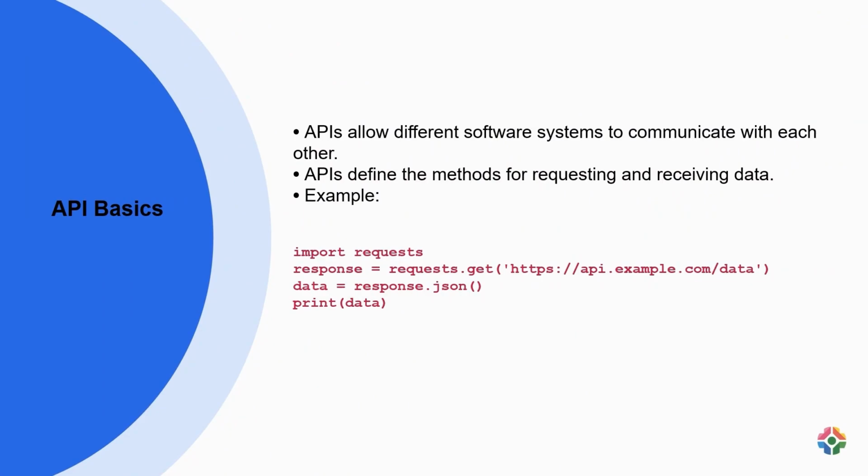An Application Programming Interface, API, serves as an intermediary that enables various software systems to interact and share information seamlessly. APIs establish the protocols and procedures for requesting and transmitting data. For instance, in the Python code snippet provided, the requests.get method is employed to fetch data from the https://api.example.com data endpoint, with the response.json method extracting the data in JSON format for further processing or display. This exemplifies how APIs facilitate data exchange between systems by specifying the methods for data retrieval and manipulation.